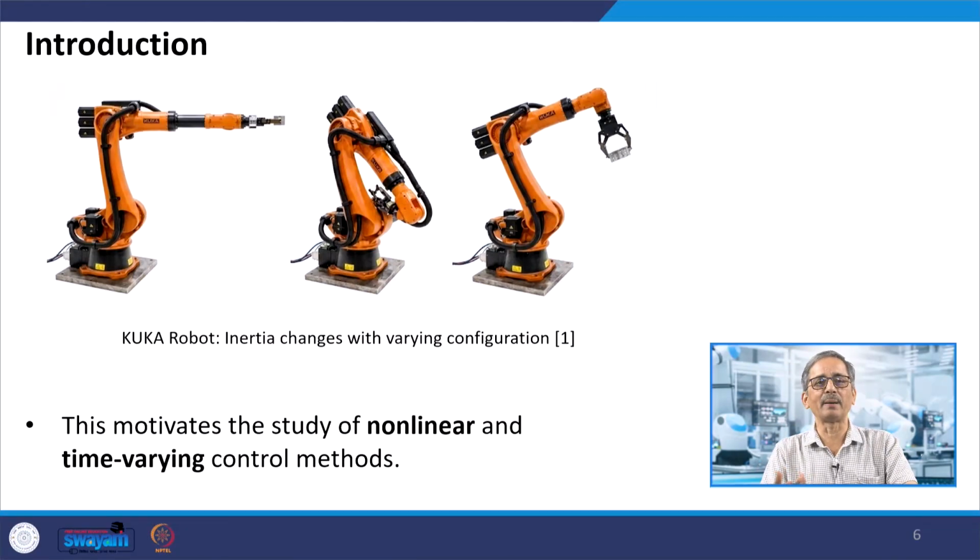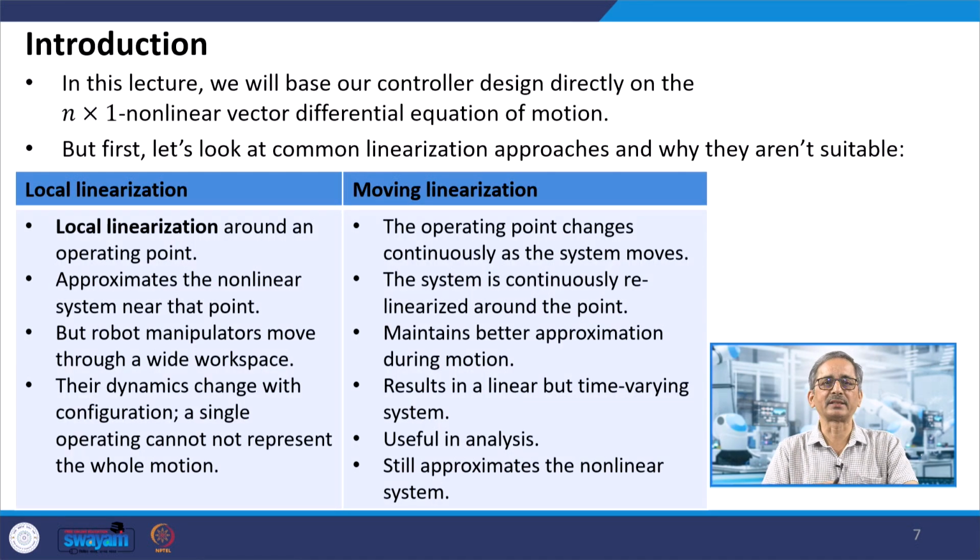Here is an example of a KUKA robot. You see the different configurations here, where this arm is horizontal, and here it is in this position, and here you have some end effector load. You see here the inertia changes with varying configuration. All these things motivate us to study nonlinear and time varying control methods for a manipulator. In this lecture we will base our controller design directly on the n cross 1 nonlinear vector differential equation of motion.